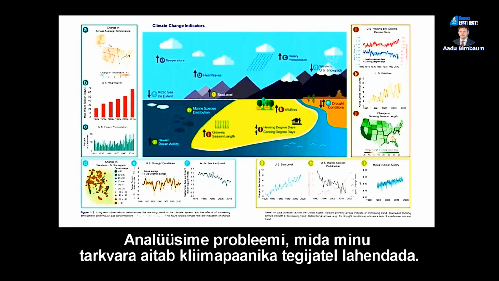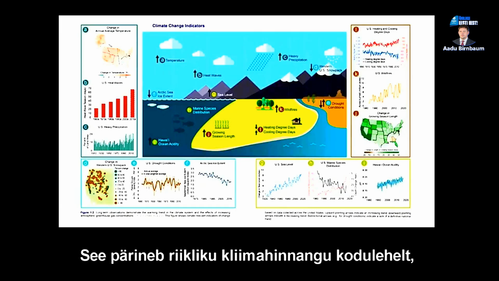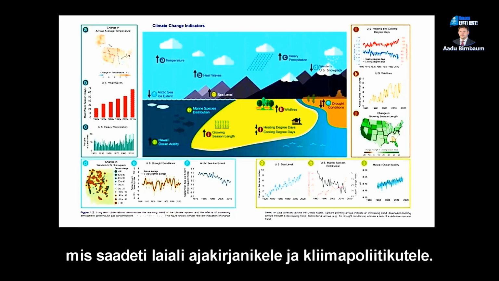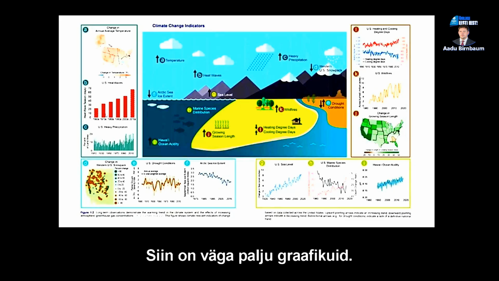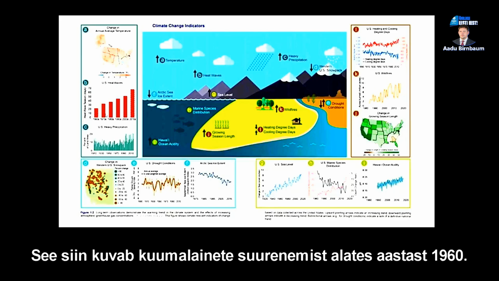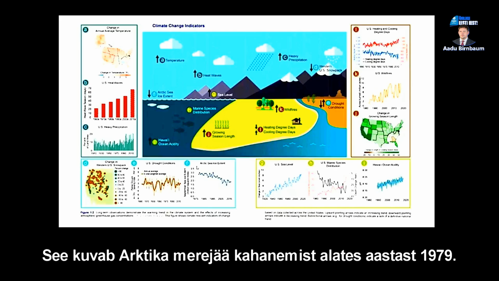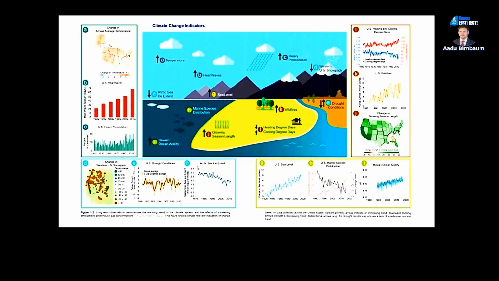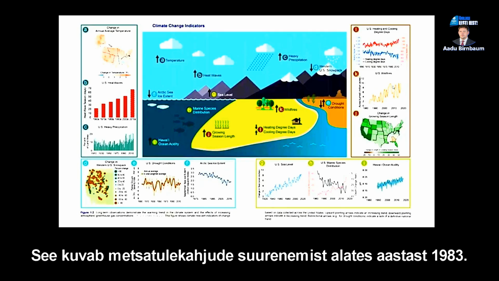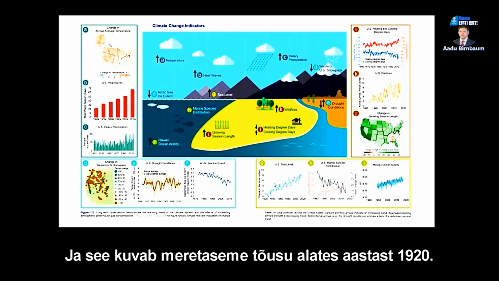Now let's review the problem which my software will help climate alarmists solve. This is the main page from the part of the National Climate Assessment which went out to journalists and policymakers. This page contains a lot of graphics. Here's one which shows heat waves increasing since 1960. Here's another one which shows Arctic sea ice declining since 1979. And another one which shows wildfires increasing since 1983. And one more which shows sea level rising since 1920.